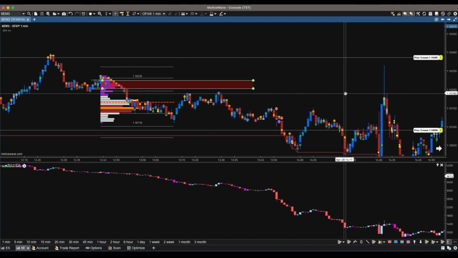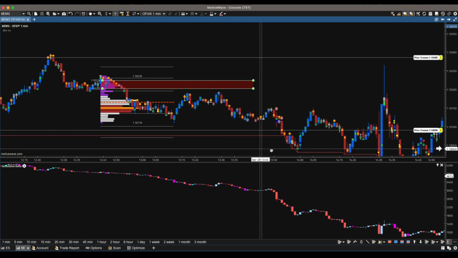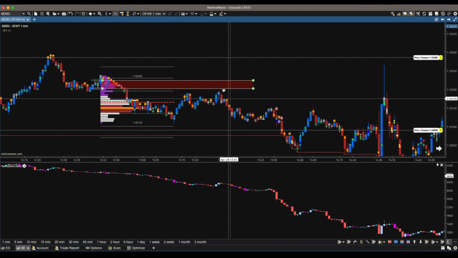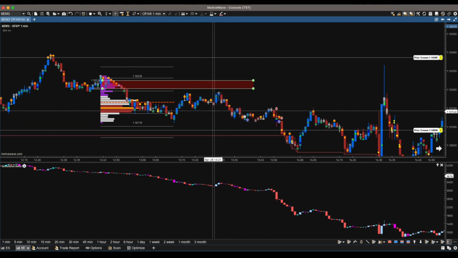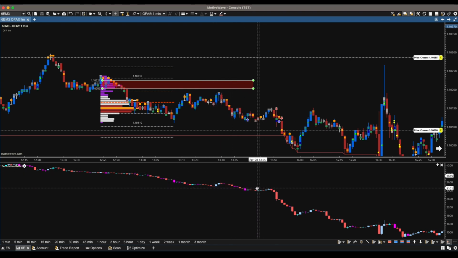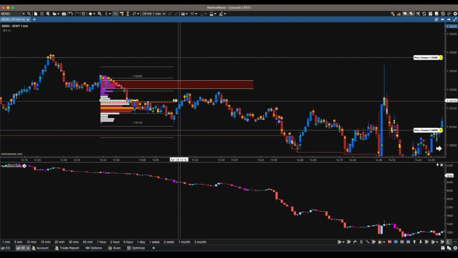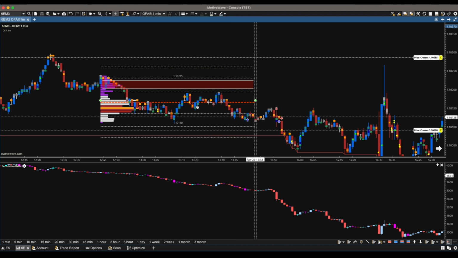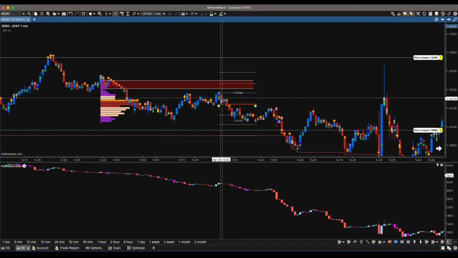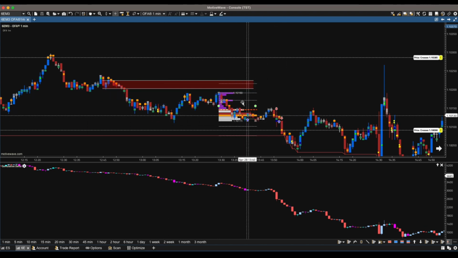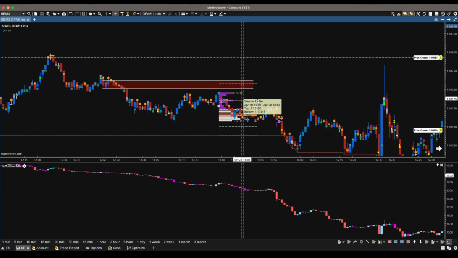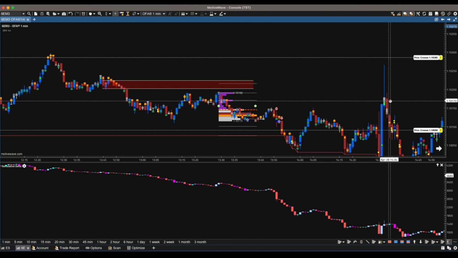Here as well we have another structure that had been broken, so this is good as well for us to take. This is a very good swing. We have this high volume node here that is not being tested.